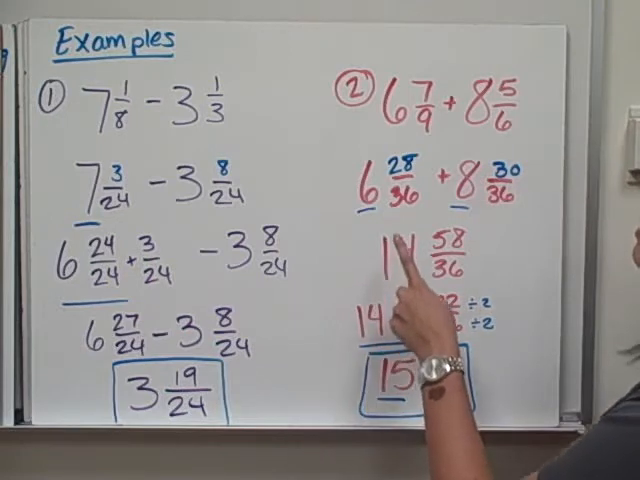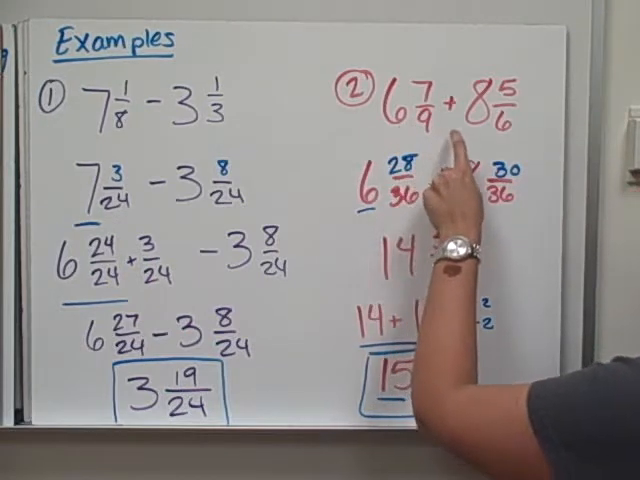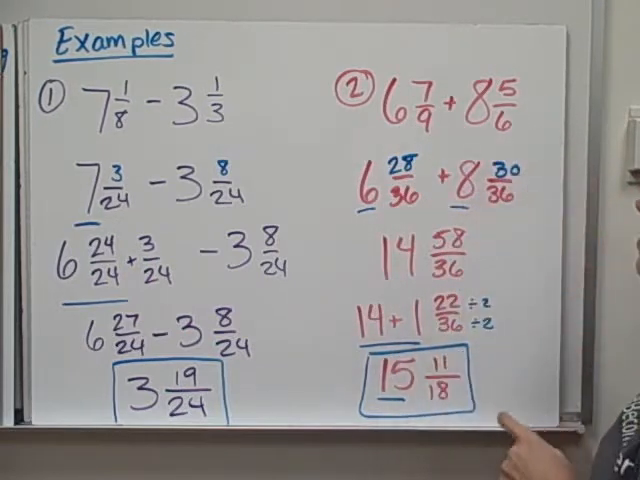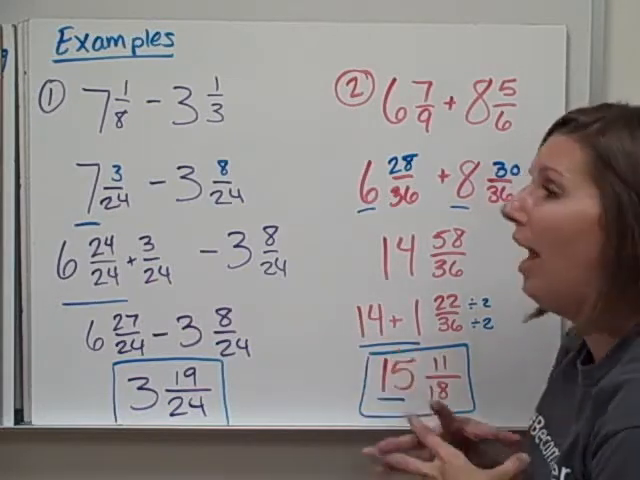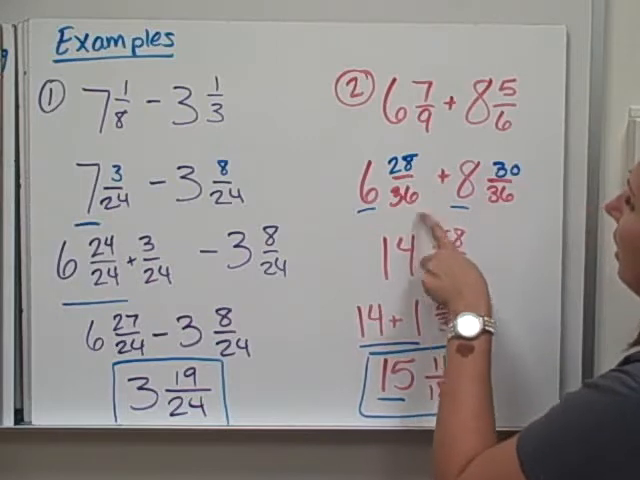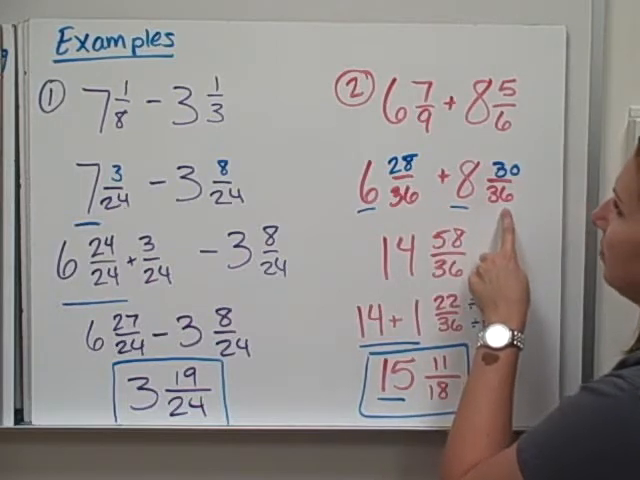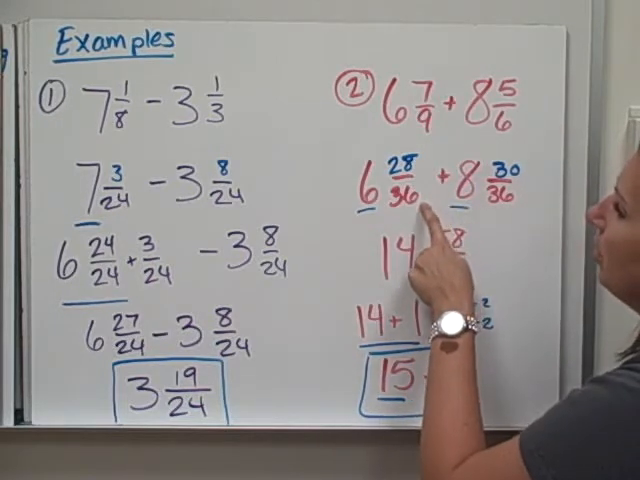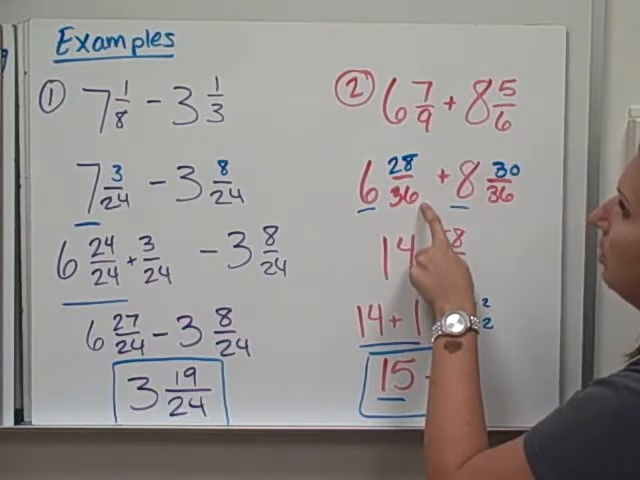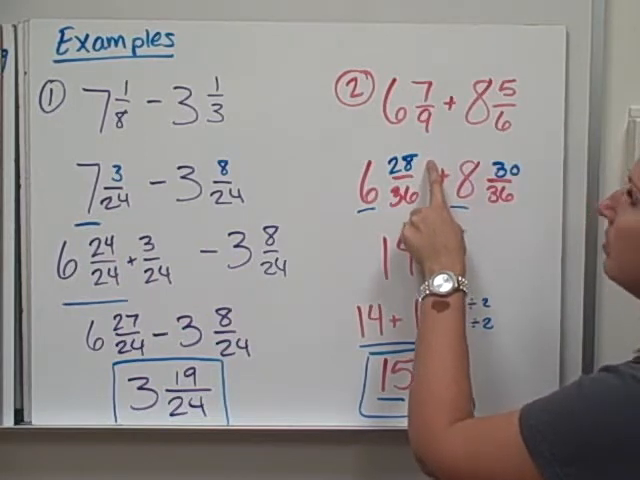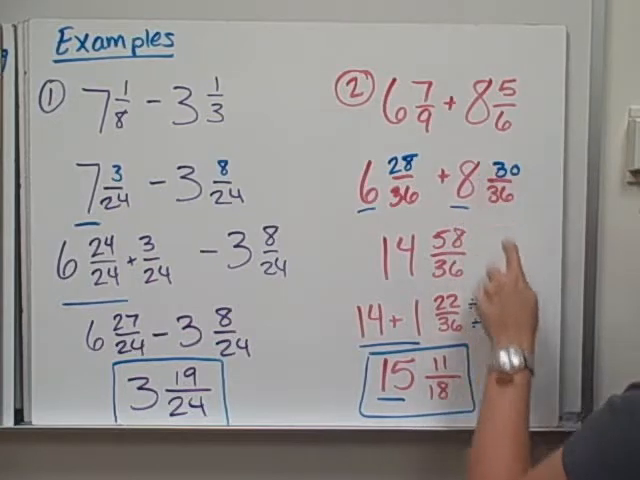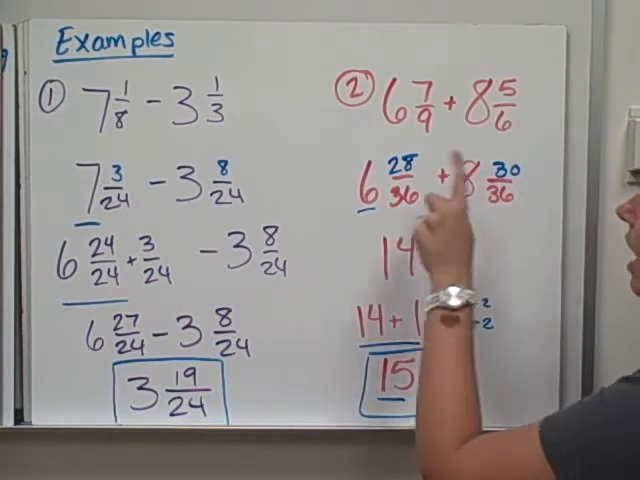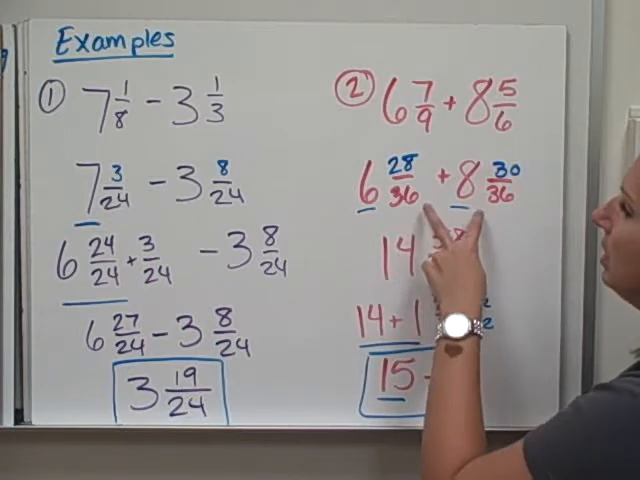Here we go, number 2. 6 and 7/9 plus 8 and 5/6. Again, I do not have common denominators, so I'll need to fix that now. So my common denominator is 36. 9 goes into 36 4 times. 4 times 7 is 28. 6 goes into 36 6 times. 6 times 5 is 30. Now I've got common denominators.